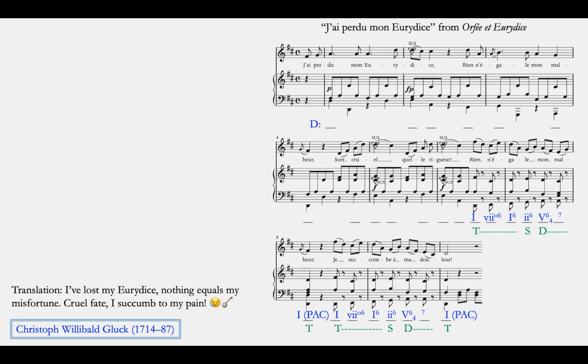PAC. And then starting on the middle of bar 8, we essentially echo the same chord progression for a second PAC. That's the hardest part of this analysis, the part with the cadential 6-4. Now I'll invite you to pause the video and think about the harmonies in the rest of the passage.